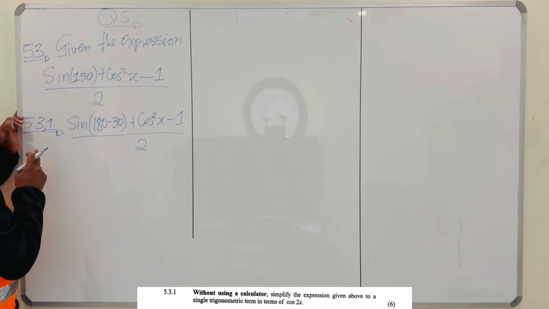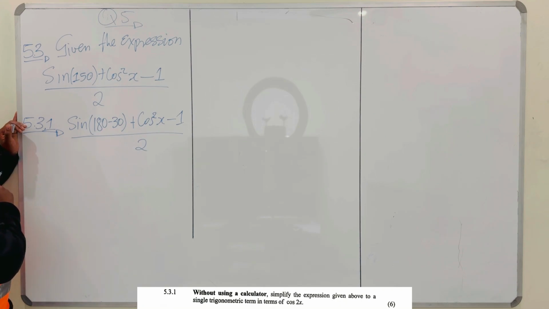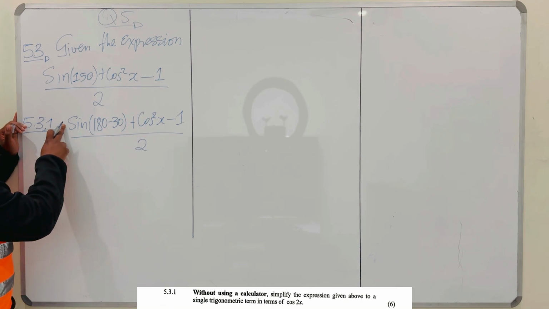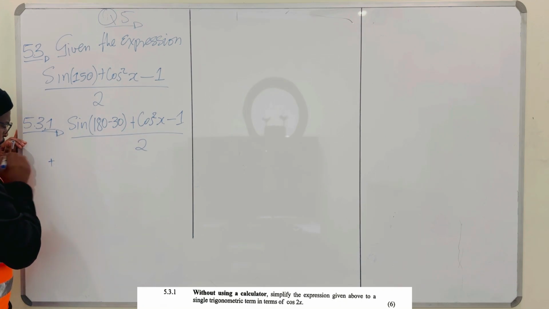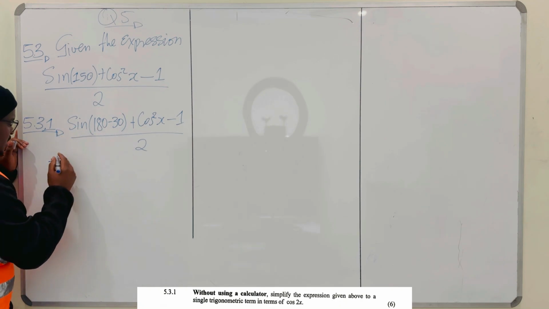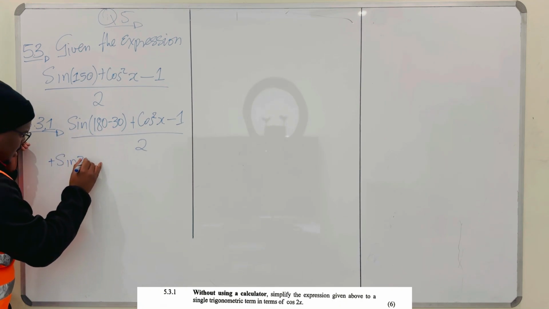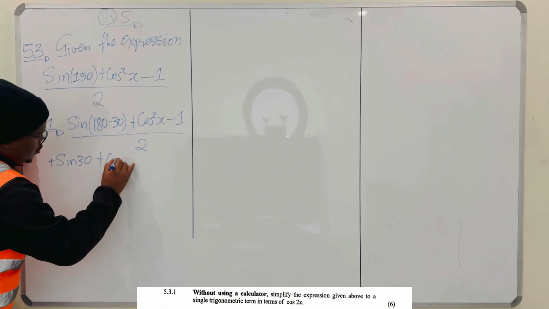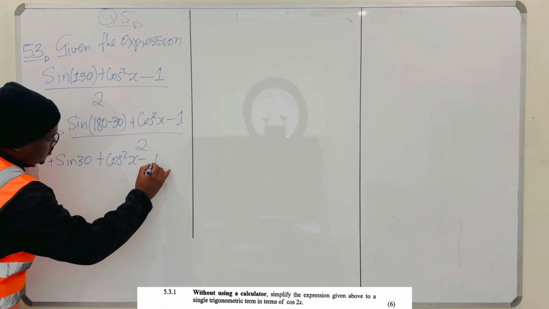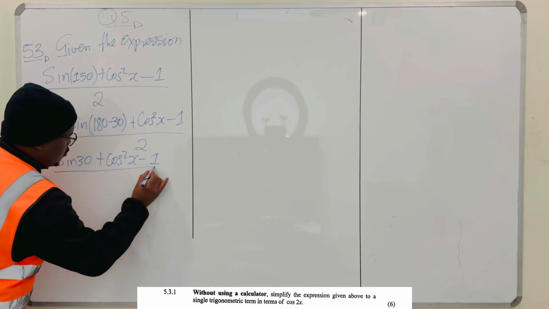Then ask yourself, where is 180 minus... second quadrant? What sign is sine there? It's positive. Just put your sign there, positive. Then just take the sine of 30 degrees. So sine of 30 degrees plus (cos squared x minus 1) all over 2.